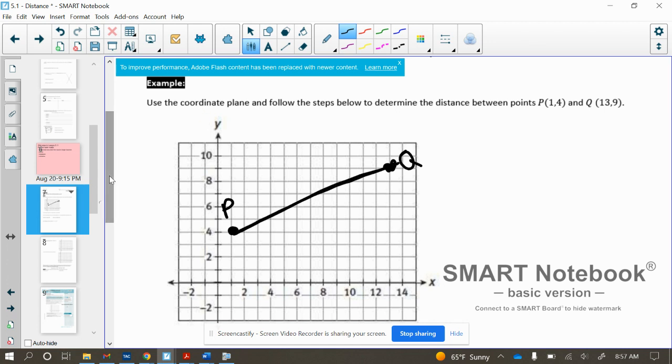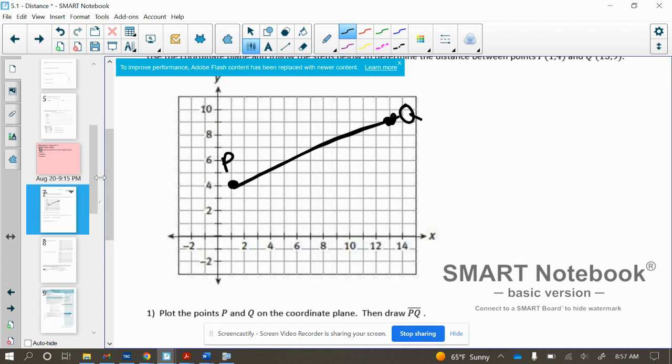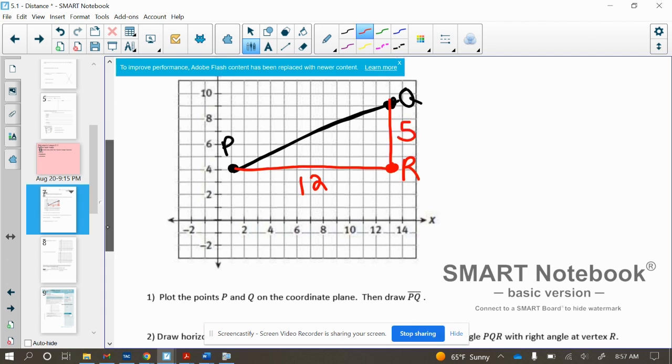Now, it is not easy right now to calculate this distance because it's not horizontal or vertical. But what we can do is if we draw in a point that connects and creates a right triangle, we'll call this R. Now we have 2 segments that we can pretty easily count, right? Because we can count from 1 to 13, we moved a total of 12 units. And then from R up to Q, we moved a total of 5 units.